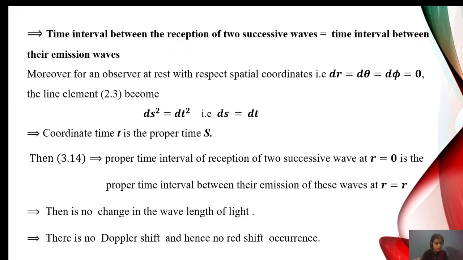If we take the emission of a wave and compare two successive waves as emitted waves, then there is no change in the wavelength of the light, no Doppler shift, and no red shift occurrence.